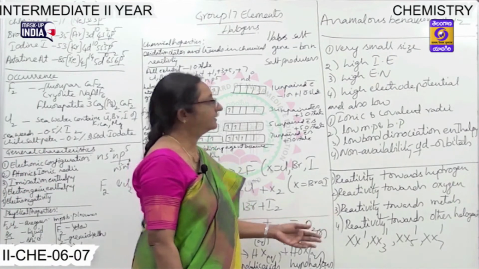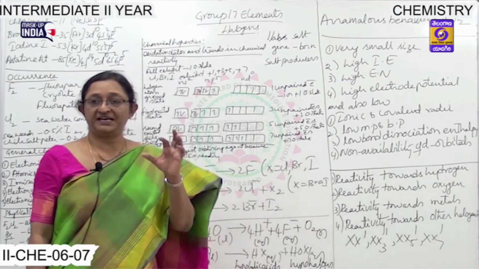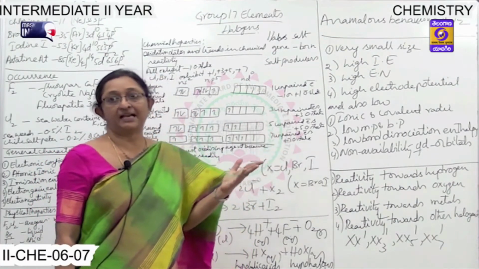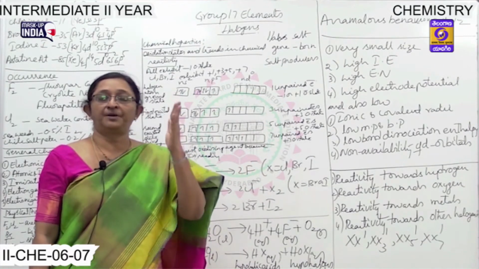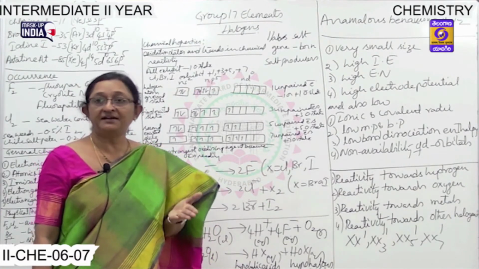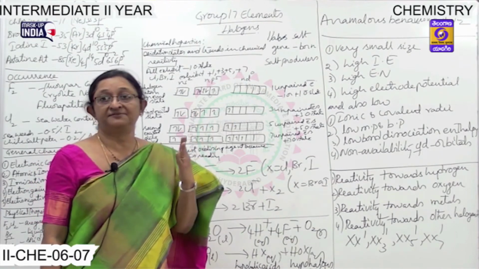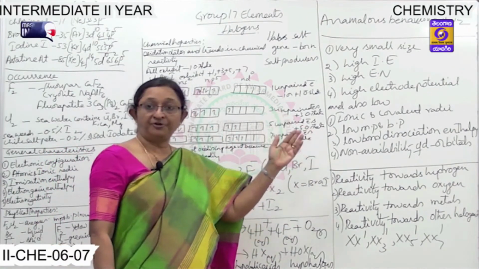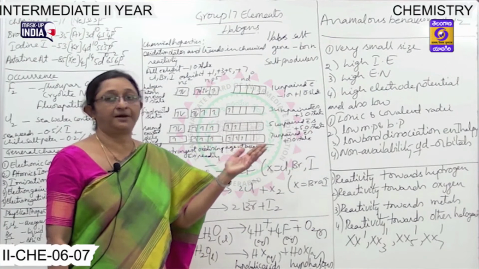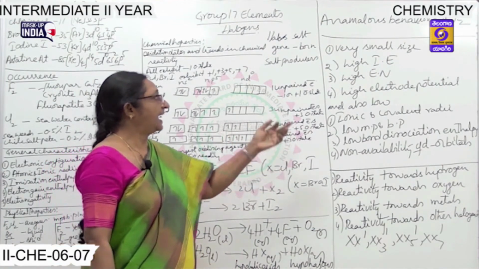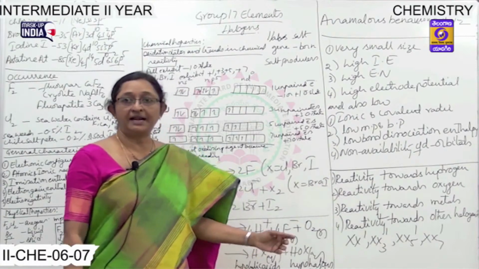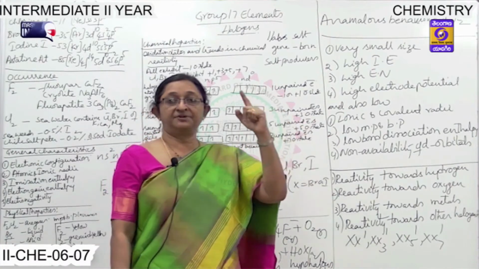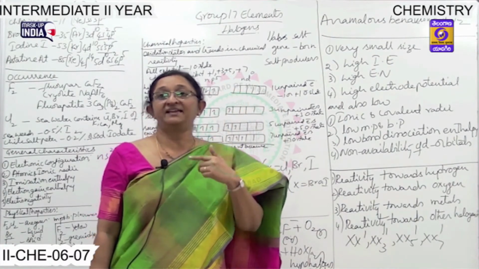What are the reasons? The first one is because of its very small size and because of high ionization enthalpy. Because we have learned that when we move from top to bottom, ionization enthalpy decreases. So the first elements always will have the highest ionization enthalpy. Then fluorine has got the high tendency to accept the electron because of its very small size. At the same time, it is having high electrode potential. And also, when we move from top to bottom, atomic radii increases.